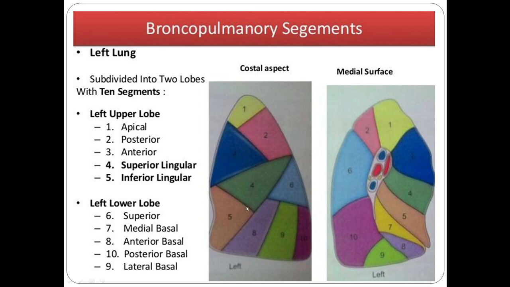For the lower lobe is the superior, then is the medial basal, which would be seen on the medial aspect. Then is the anterior basal, lateral basal and the posterior basal, which is more seen on the medial surface. So these are the various segments on the costal aspect as well as on the medial surface for the left lung. So these are the bronchopulmonary segments for both the lungs, right as well as left.